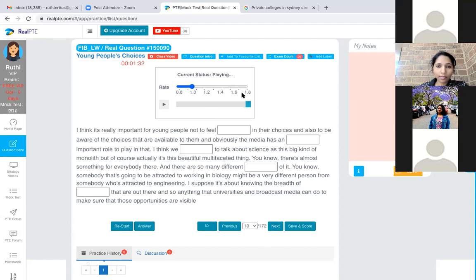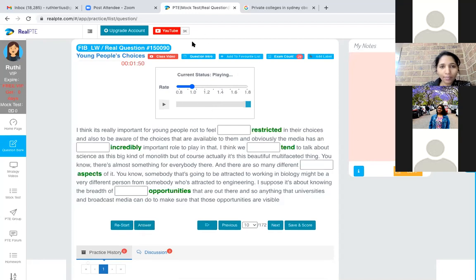Restricted, incredible, aspect, opportunity. Good. Restricted. You're there, Balor. I thought you'd gone for a break. I called you. Restricted, incredibly, science, aspects, opportunities. Restricted, incredible. You missed out one aspect, opportunity. So let's look at the answer. Incredibly with L-Y. Then restricted, tend, then aspects and opportunities.